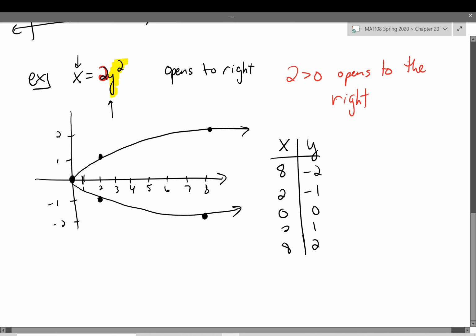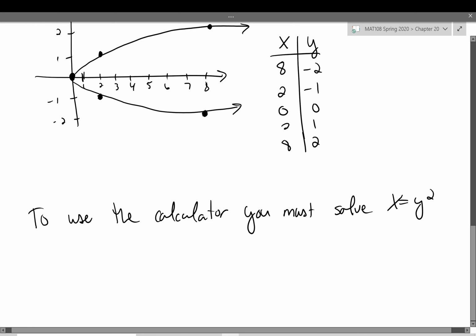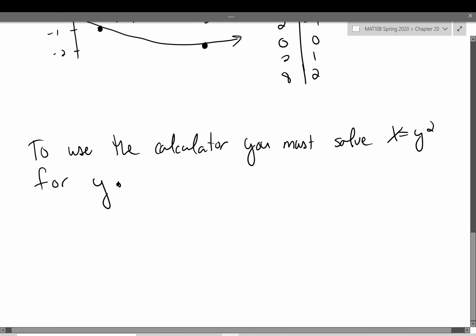You have to solve, so let me write this here, to use the calculator, you must solve x equals y squared for y, okay? Now, this is where everything that we've learned has to come into play, okay?